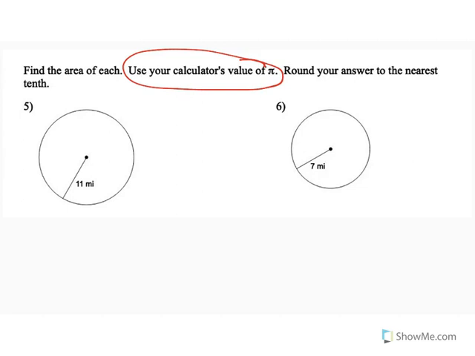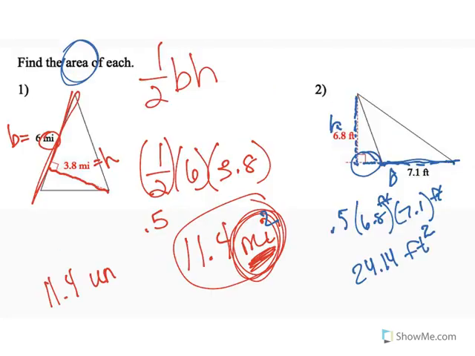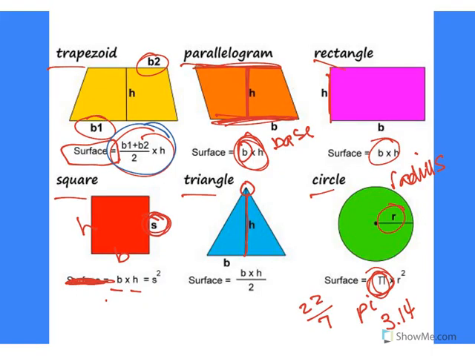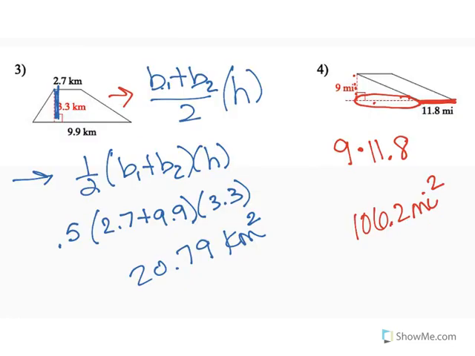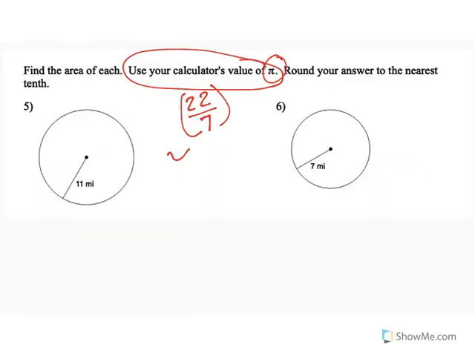But if you were actually using this for cutting out a circle for something in your house, you would want to be as exact as possible. So you would want to use the pi button, or you can use 22/7, the fraction. That's the same thing as pi. So remember, the area of a circle is pi r squared.